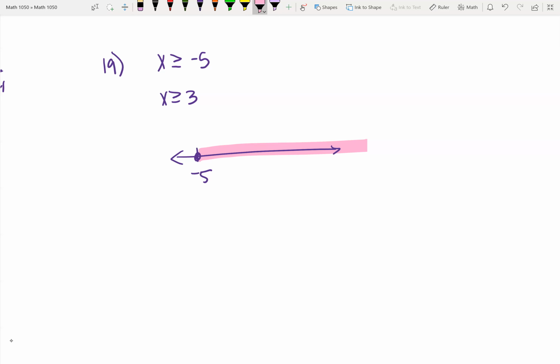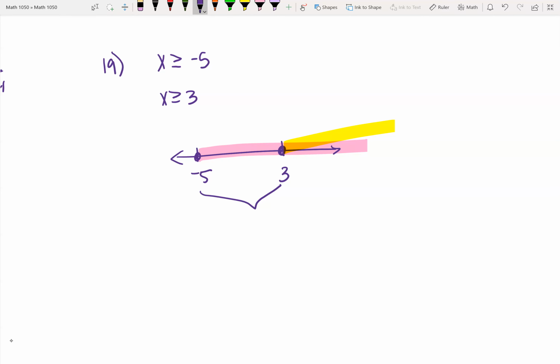Okay, number 19. A lot of you guys have been struggling with this. Look, it doesn't matter if it says f minus g, f plus g, f times g, who cares? Just take those two domains and put them on the same grid. Negative 5 is here, closed circle, shaded to the right. The next one is 3, closed circle, shaded to the right. I have to choose the region that satisfies both conditions.